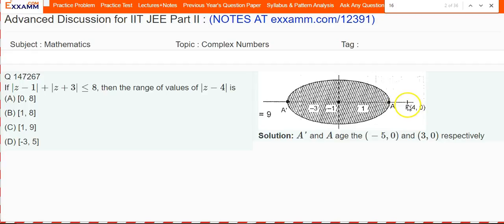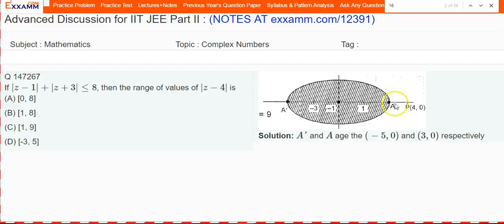So A, we know the coordinates we have calculated as 3, 0. So AP will become 1, and what is the value of PA dash? The coordinates are minus 5, 0 and 4, 0, so it would be 9. So the range of values would be between 1 and 9. So C is the correct answer.